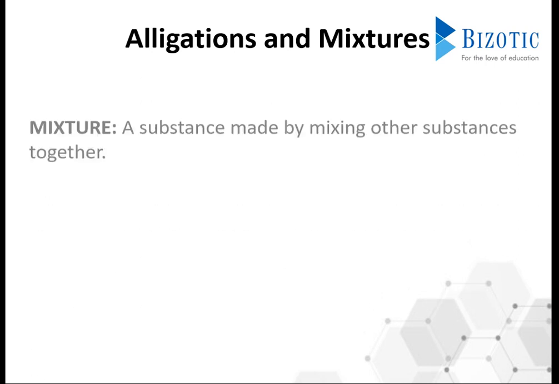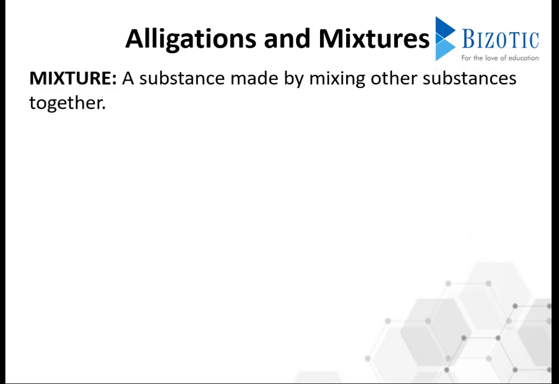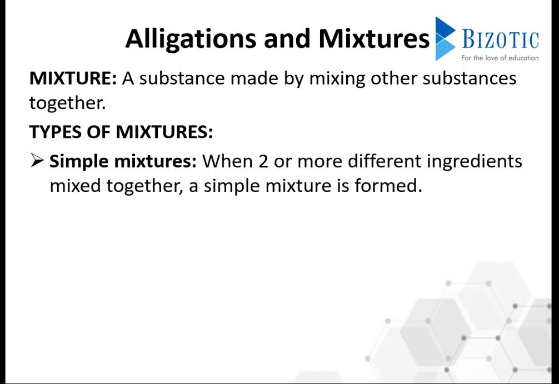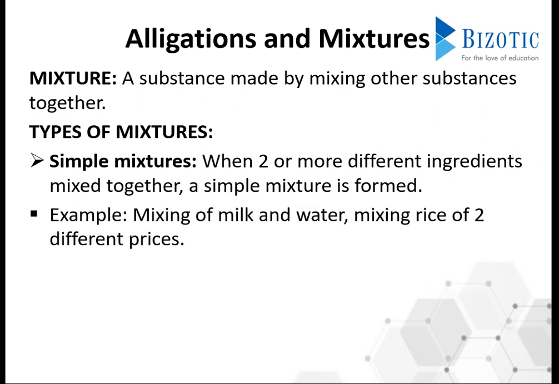The first thing, mixtures. A mixture is a substance made by mixing other substances together. There are two kinds which are very common. The first kind is called simple mixtures. When two or more different ingredients are mixed together, a simple mixture is formed. That can be as simple as mixing water with milk or mixing rice of two different prices. That can also be a simple mixture.